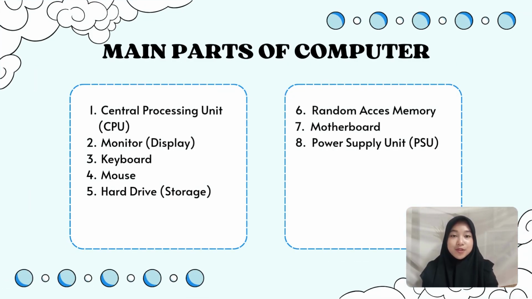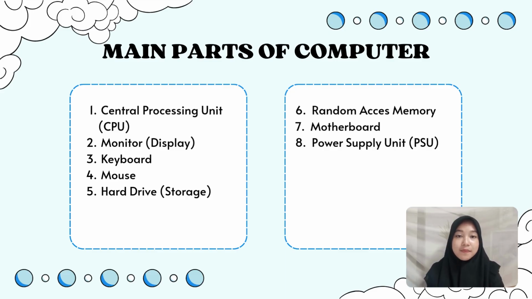Next, I will introduce the main part of computer. Let's begin with the central processing unit, often called the brain of the computer. It processes all the instructions and manages tasks. Next is the monitor or display, which shows the visual output from the computer. We also have the keyboard, which allows you to type and input commands into the computer. The mouse is used to move the cursor and interact with the graphical user interface. The hard drive or storage is where all your data, files, and applications are stored.